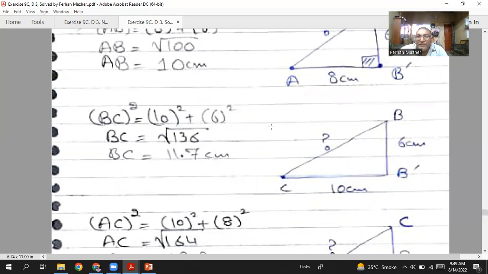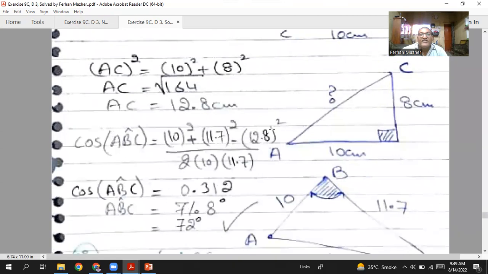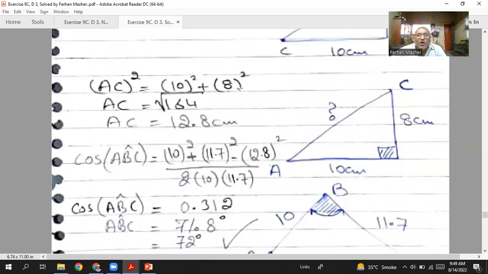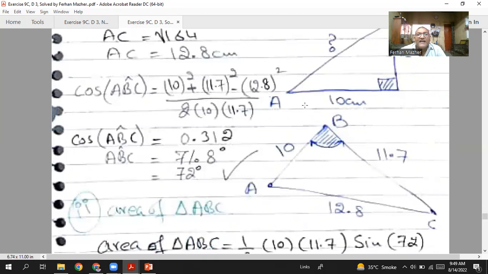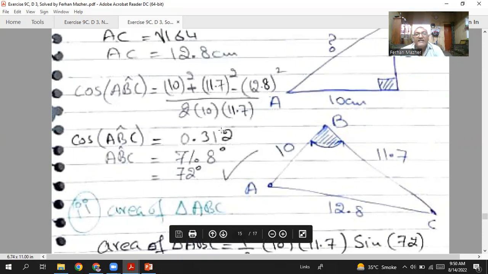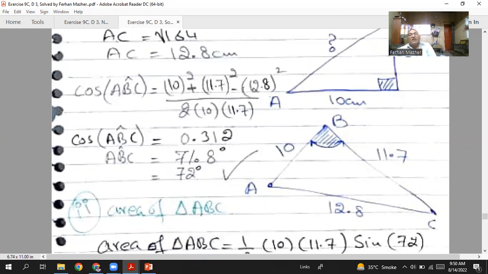In the same way, I can apply the Pythagoras on the triangle ACB prime, and I don't know what is here. So AC square will be equals to 10 square plus 8 square. So AC will be equals to the square root of 164. So AC will be equals to 12.8 centimeter. Once I know all the three sides, then I can go for this triangle ABC. The AB is 10, the BC is 11.7, and the AC is 12.8. I want to know this angle. So I will apply the law of cosine.